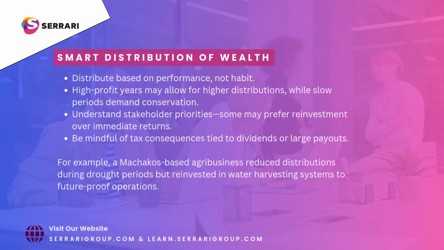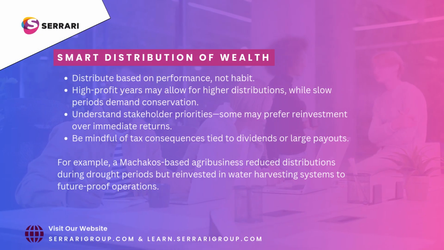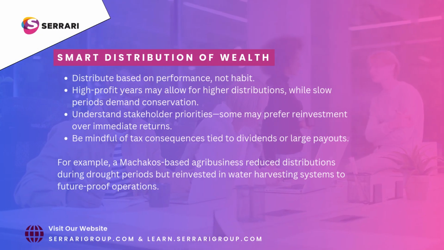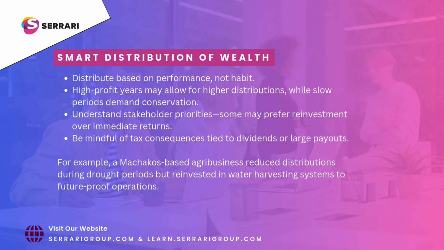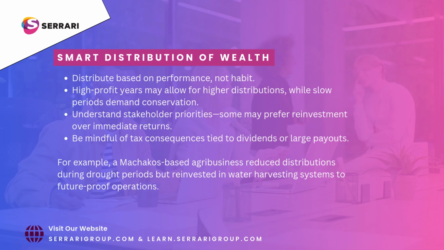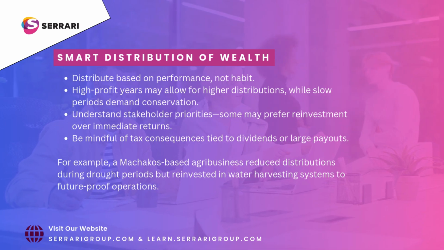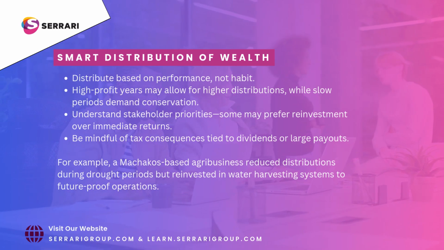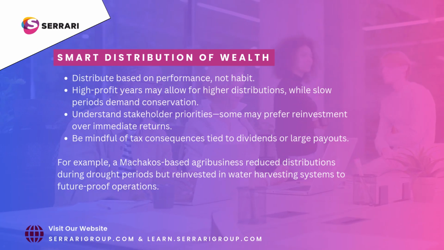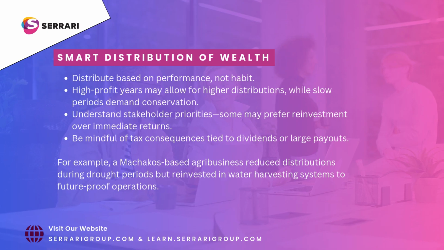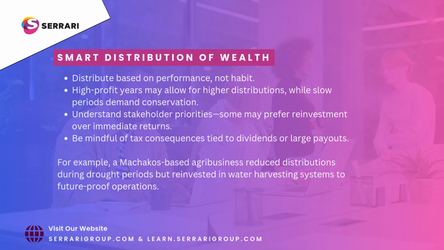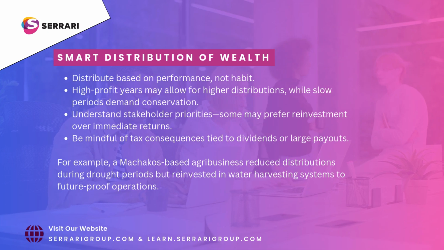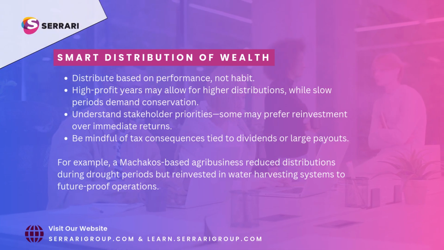Smart distribution of wealth. Distribute based on performance, not habit. High profit years may allow for higher distributions, while slow periods demand conservation. Understand stakeholder priorities. Some may prefer reinvestment over immediate returns. Be mindful of tax consequences tied to dividends or large payouts. For example, a Machakos-based agribusiness reduced distributions during drought periods but reinvested in water harvesting systems to future-proof operations.